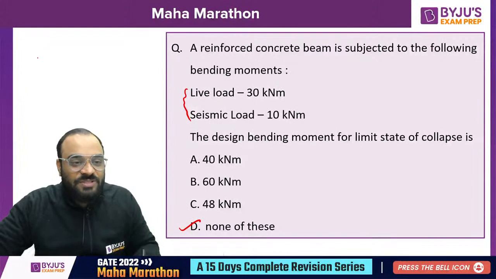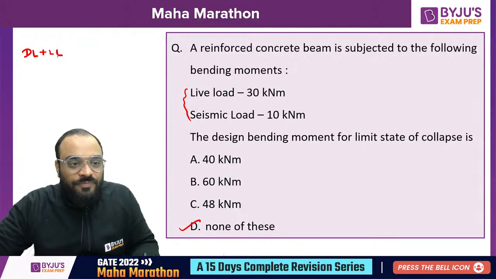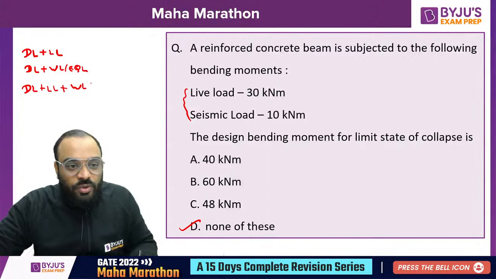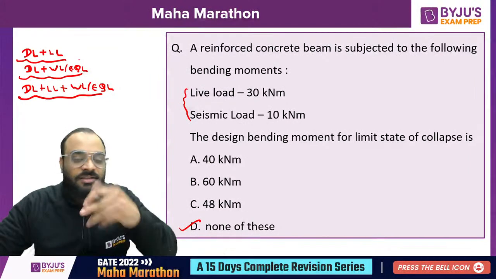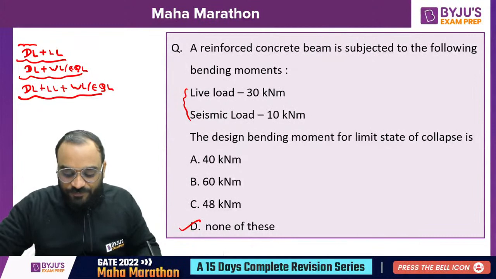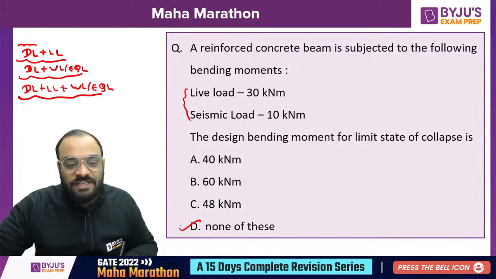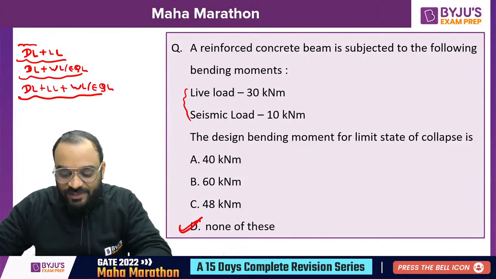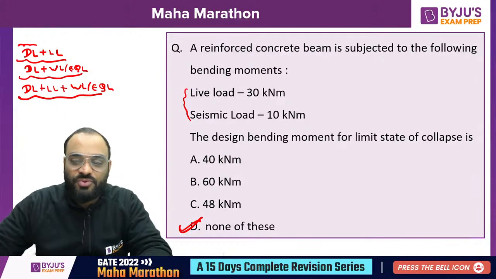In your IS 456 2000, what they have given, you need to consider dead load plus live load, or dead load plus wind load or earthquake load. It is also possible. And dead load plus live load plus wind load slash earthquake load. So only these three combinations are possible. Other than that, there is no possibility, right? So at least you need the dead load in the combination. Clear or not? That's why D is the correct answer. Crystal clear to all of you?